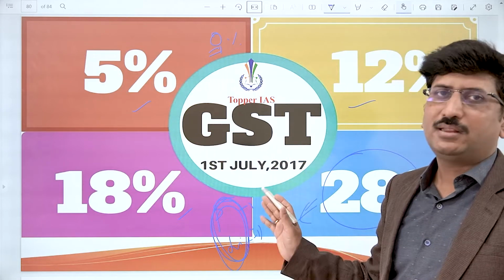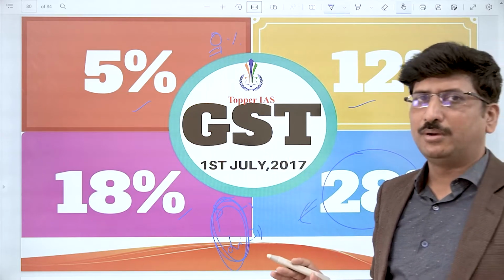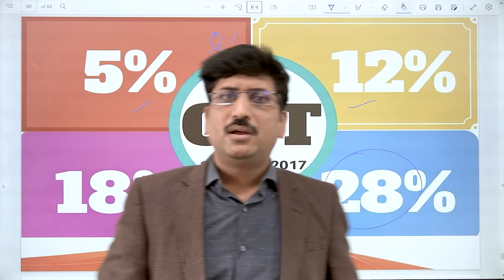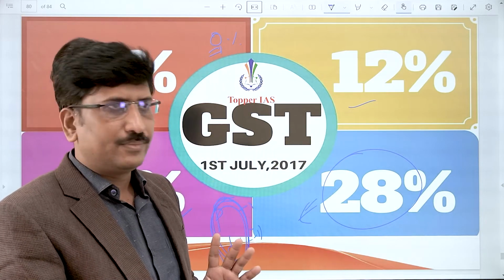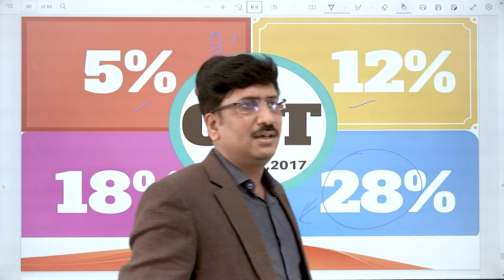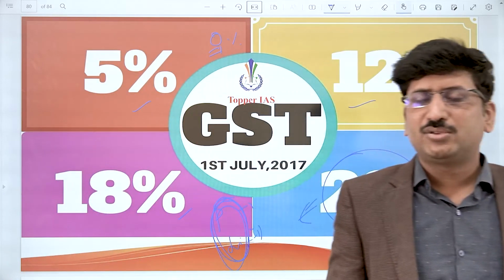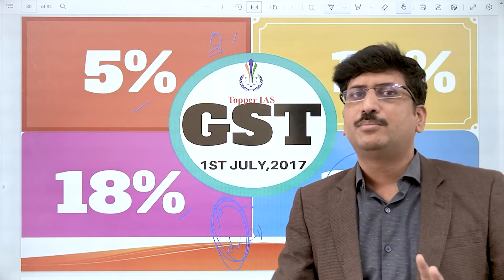For all other things, all other taxes are subsumed, like excise duty or customs duty. Everything is subsumed and made as GST. But only for petrol and liquor, excise duty or customs duty is still put on that.